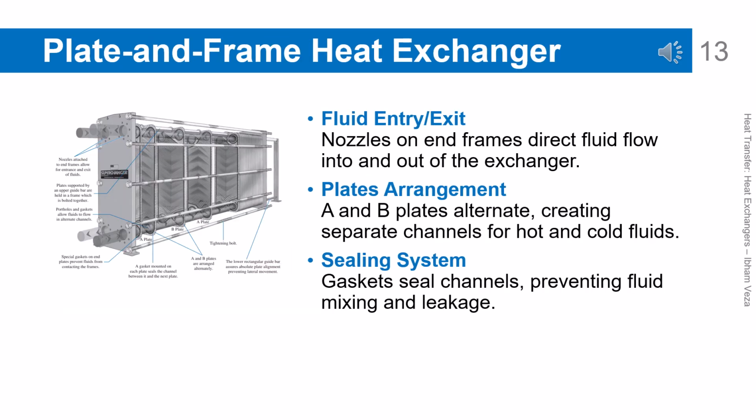Plate and frame heat exchanger uses alternating A and B plates to separate hot and cold fluid streams. Fluids enter and exit through nozzles on the end frames. Gaskets act as a sealing system to prevent leakage and mixing. Upper and lower guide bars maintain plate alignment during operation. This design is very efficient for applications requiring compact and easy-to-clean equipment.